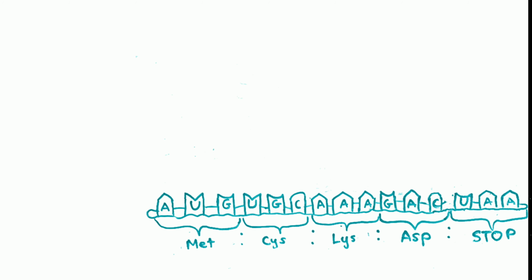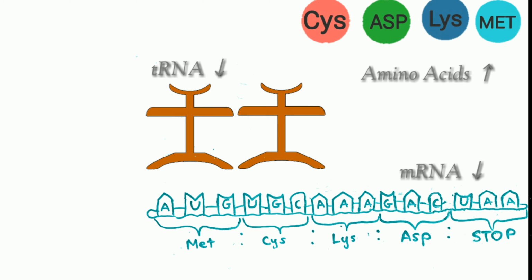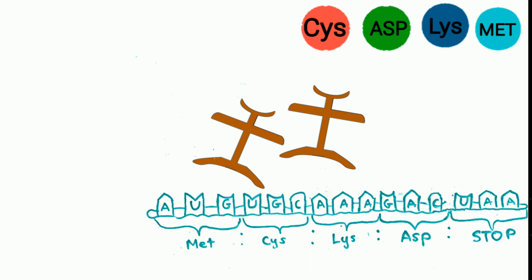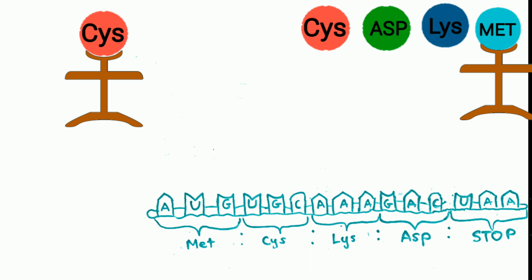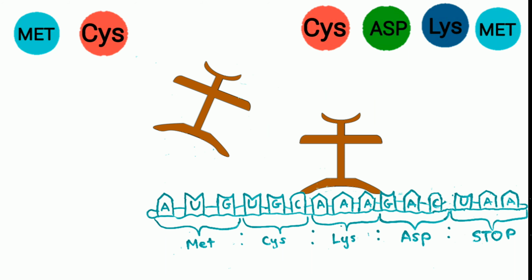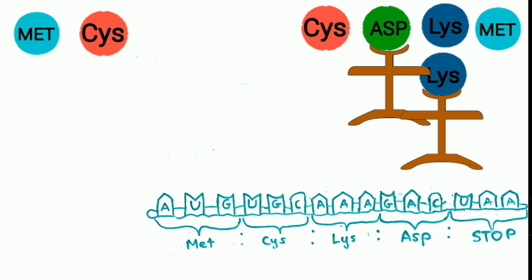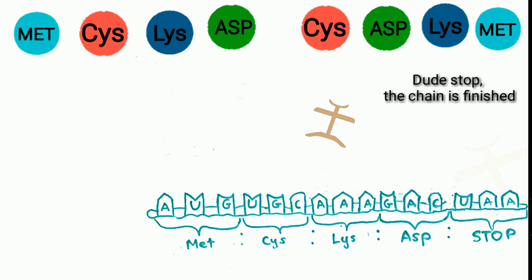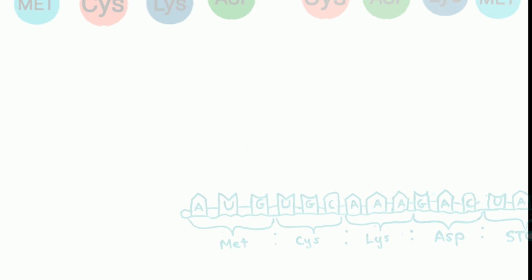Now that you have a basic understanding of translation, let's take a detailed tour of what's going on. So what you see here is the mRNA that has the instructions that would lead to the creation of the amino acids MET, CYS, LYS, and ASP. Once the tRNA hits the stop codon, it will stop adding to the polypeptide chain.